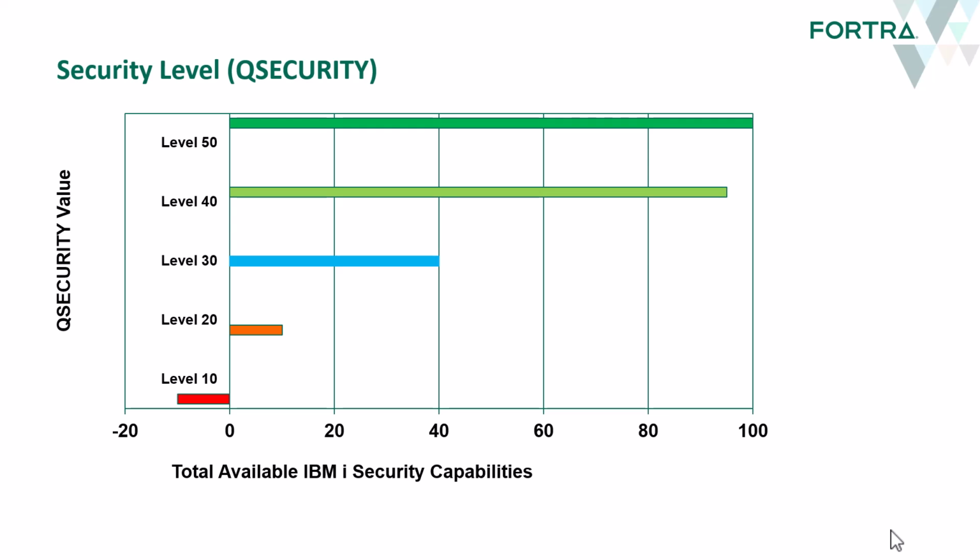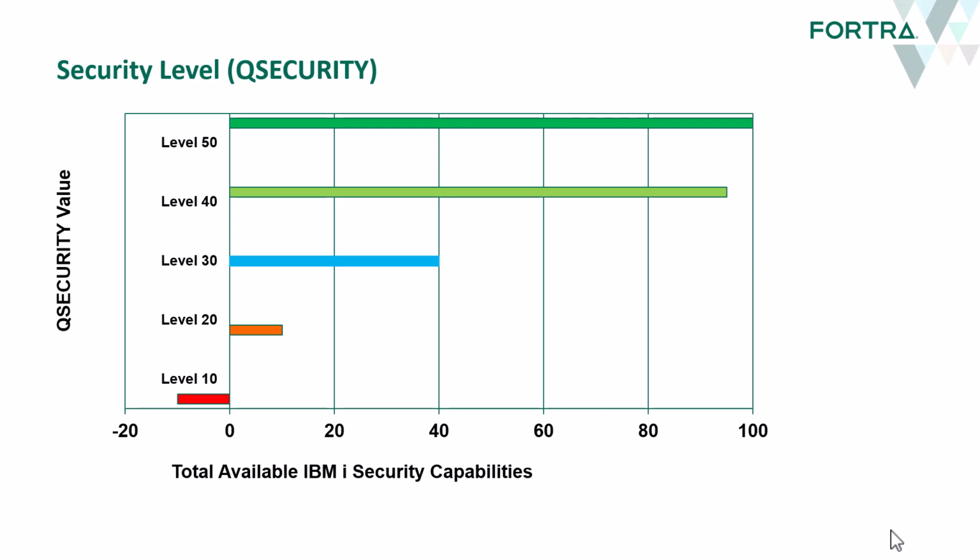At level 30, that's no longer the case. User profiles are definitely more secure, but there are some ways that you can access the IBM programs directly rather than going through the approved APIs that can allow vulnerabilities to be exploited.